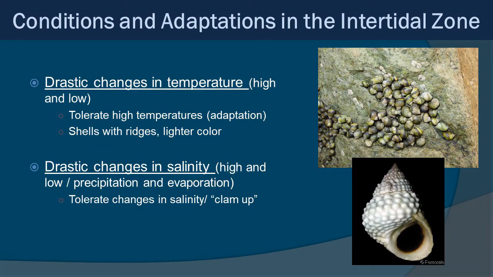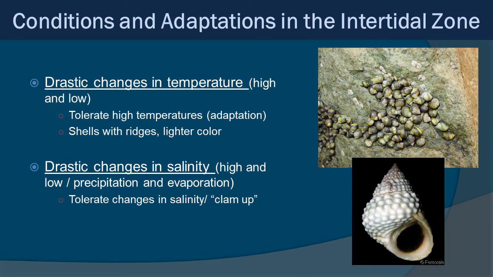There's also drastic changes in temperature. As the tide comes in and out, or you're being exposed to air or water, these temperatures can change. For example, a hot summer day can get really, really hot. A cold front comes through, it can get very, very cold in the air. The water tends to always mitigate those changes in temperature, but that can also be a variable as the tide comes in and out and exposes those animals to the temperature of the water versus the temperature of the air.